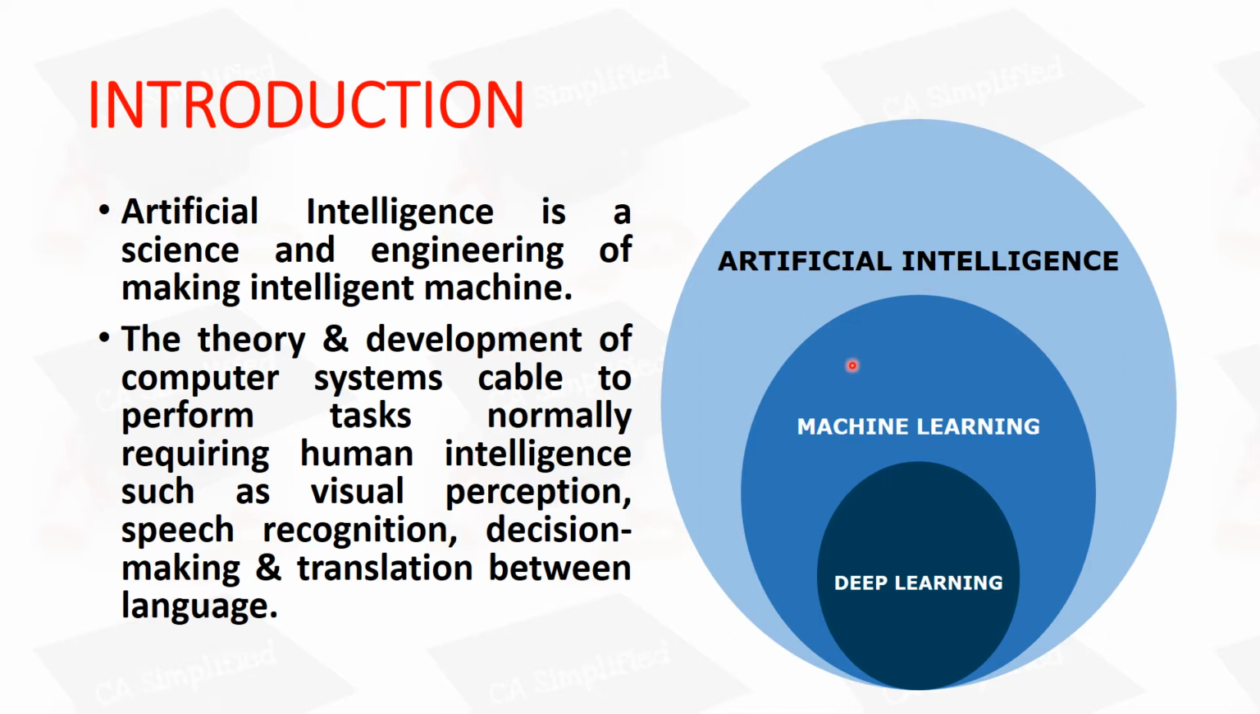Again, in this diagram, we can see that machine learning and deep learning are subsets of artificial intelligence, where deep learning is again a subset of machine learning. Basically, these two are the major tools of artificial intelligence, which we will be seeing in a further slide.